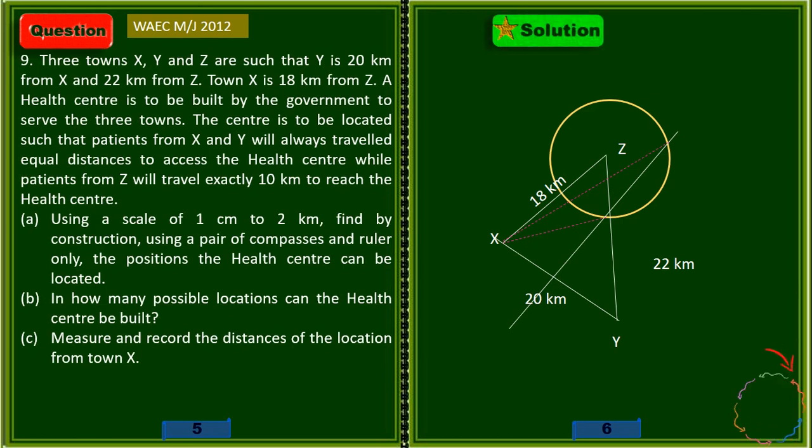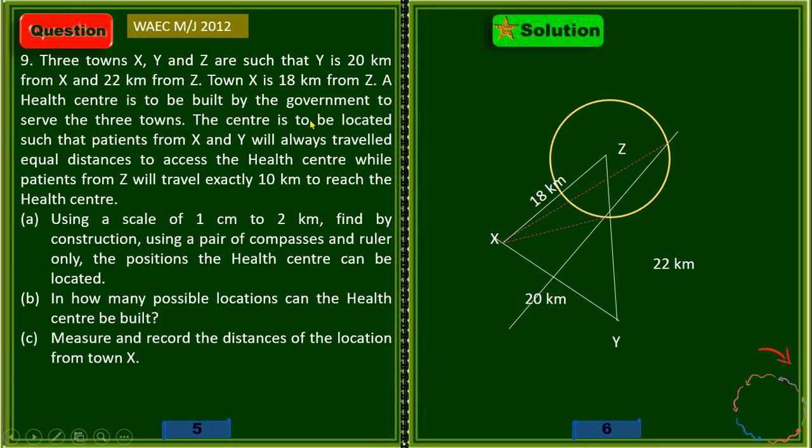Question number 9. Three towns X, Y, and Z are such that Y is 20 kilometers from X and 22 kilometers from Z. Town X is 18 kilometers from Z.